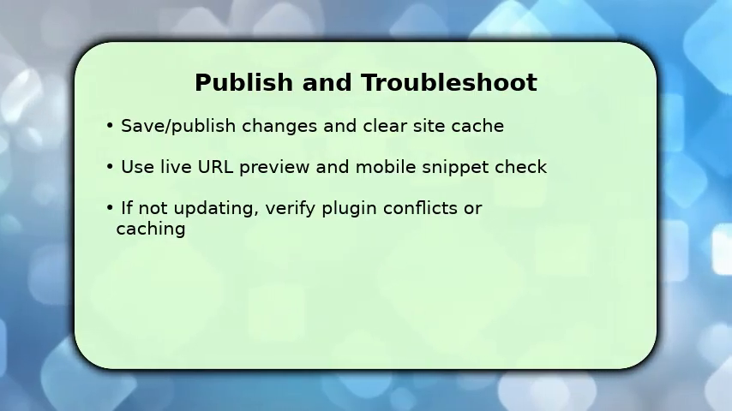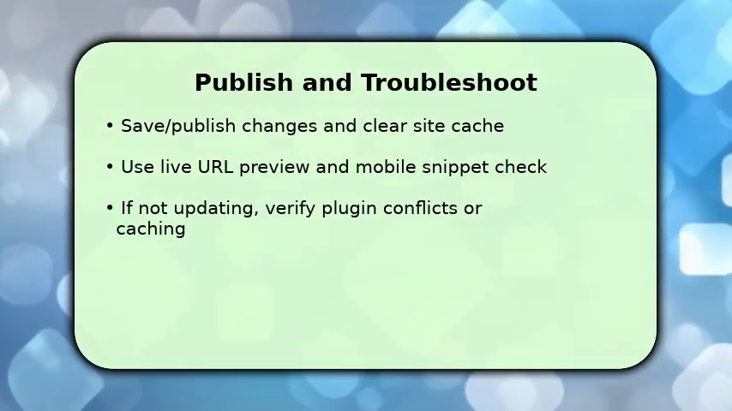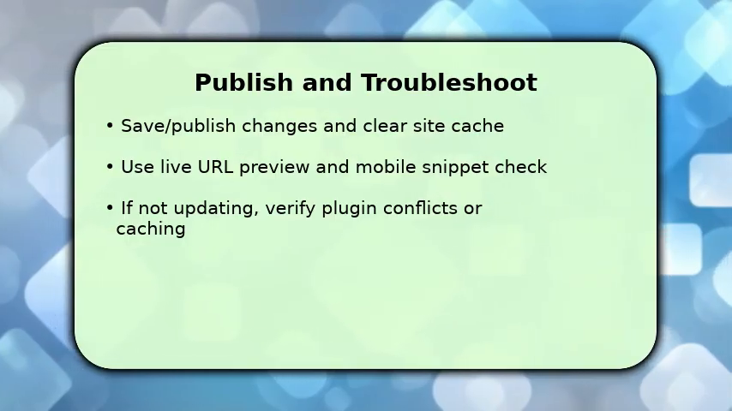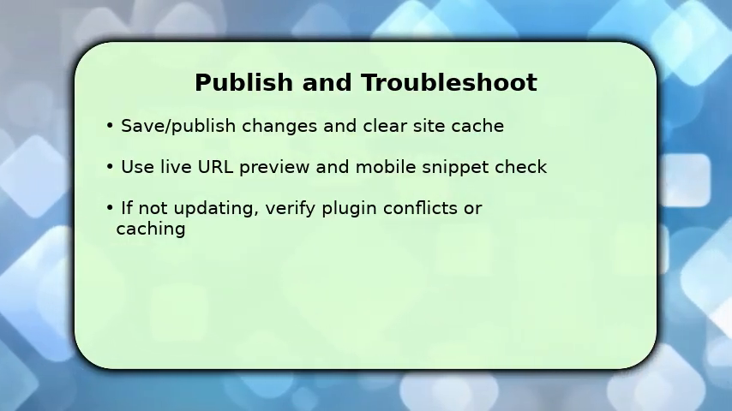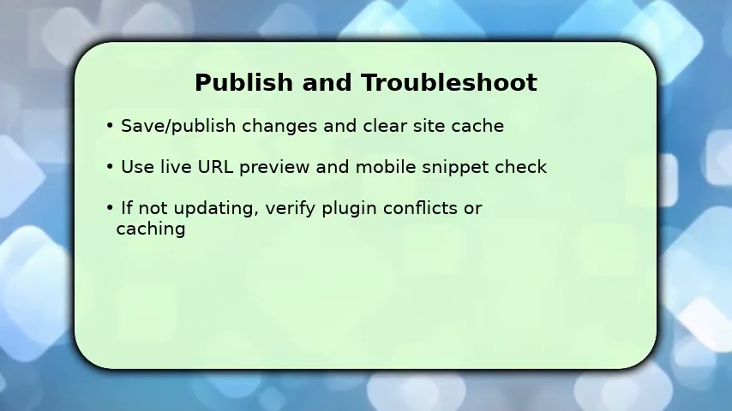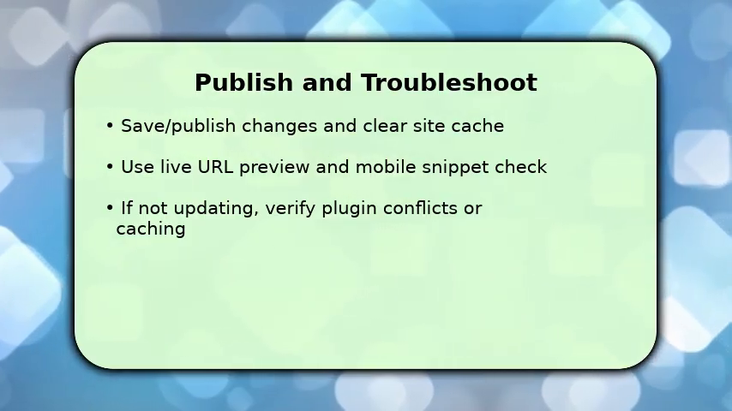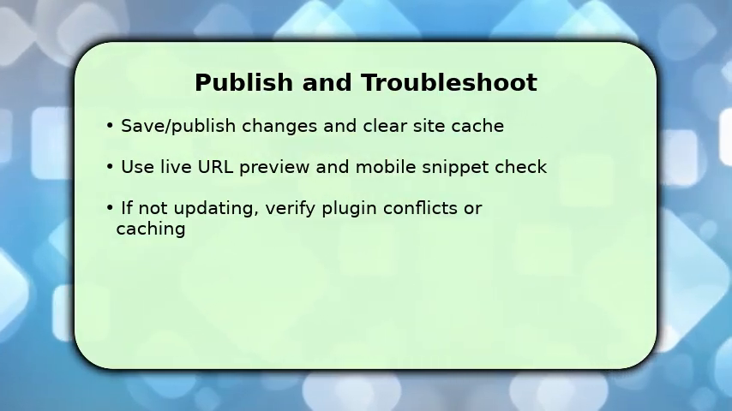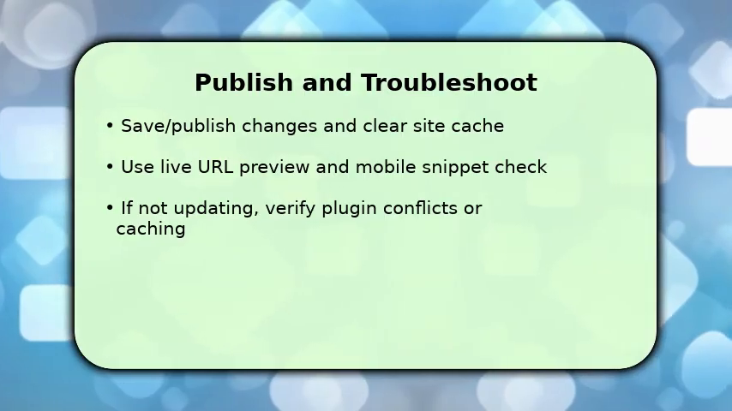If the meta doesn't appear in search or the tool reverted changes, check for plugin conflicts, server caching, or CDN delays. Disable other SEO plugins temporarily and resave. Finally, rerun the one-click flow and confirm the snippet displays.